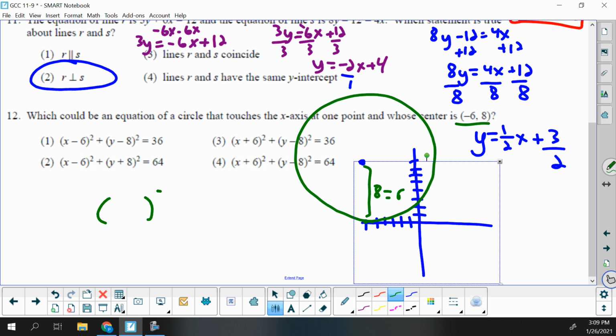So we're going to have x part squared plus y part squared equals our radius squared. Well, when we square our radius, 8 times 8 gives us 64. So that rules out choices 1 and 3. In our x part, we always do x and the opposite sign of our center. So x minus the negative 6 will give us x plus 6. And we'll do y, opposite sign of our center, so we'll have y minus 8. So that matches with choice 4.